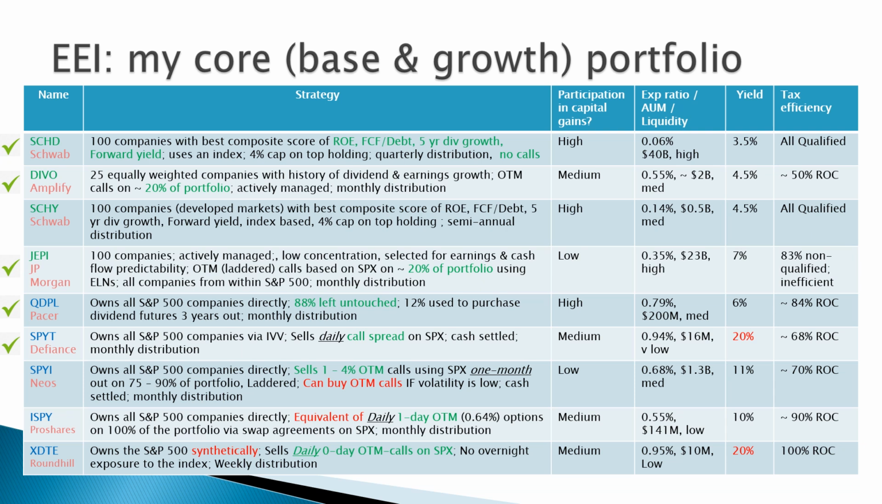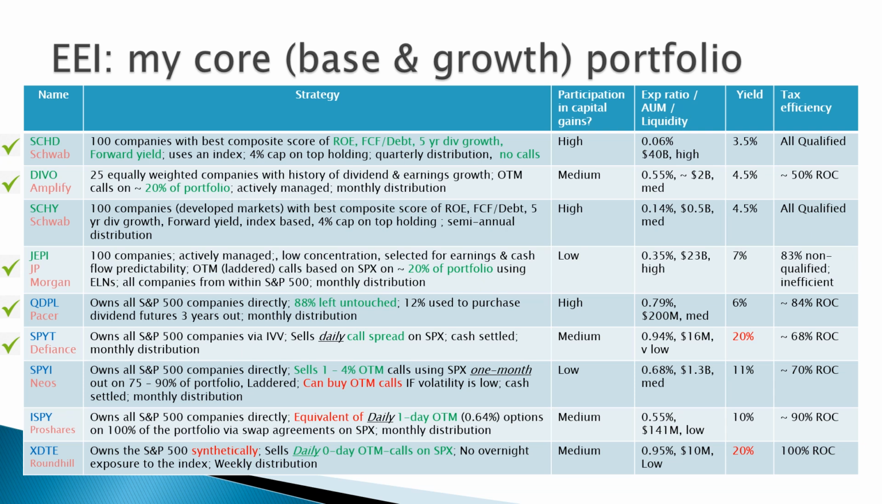SPYT is probably the second favorite of mine after QDPL on S&P 500 based covered call future strategies. What they do is they actually own the S&P 500 via IVV, which is iShares S&P 500 ETF. They sell daily call spreads using the S&P 500 index. They cash settle it, which is kind of important, and they give monthly distributions.